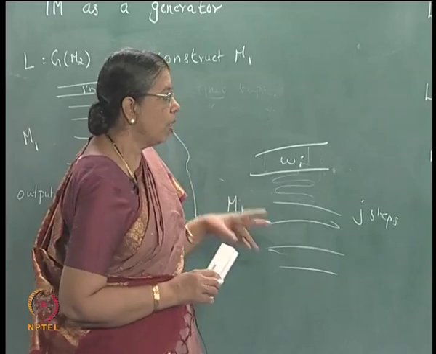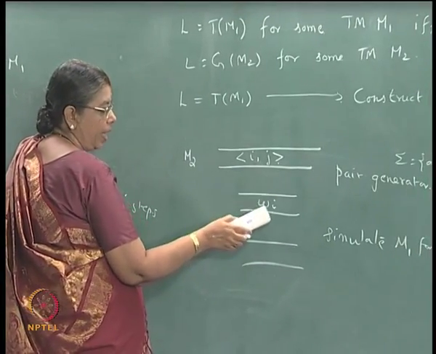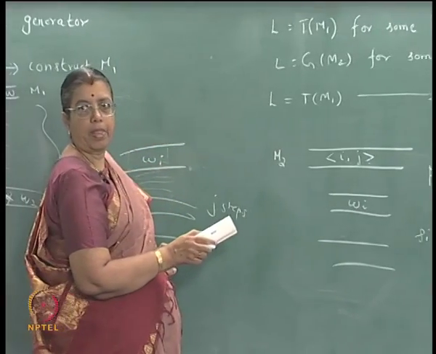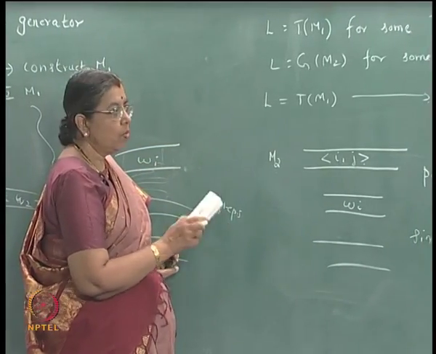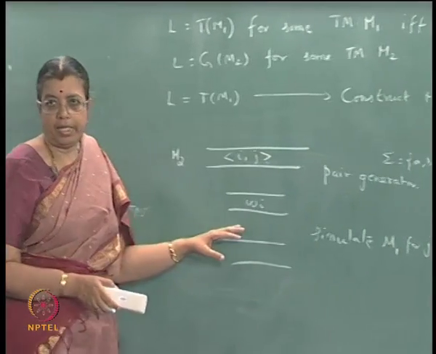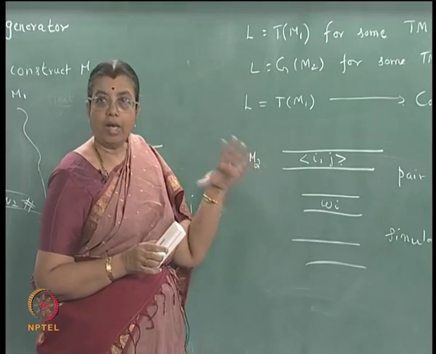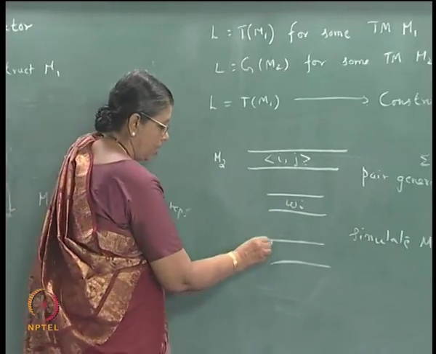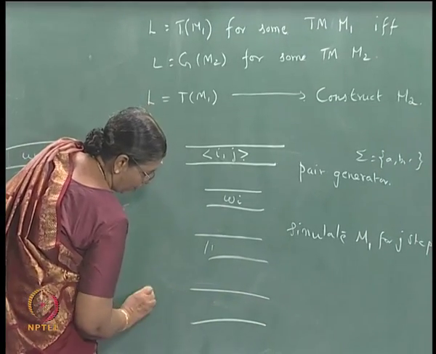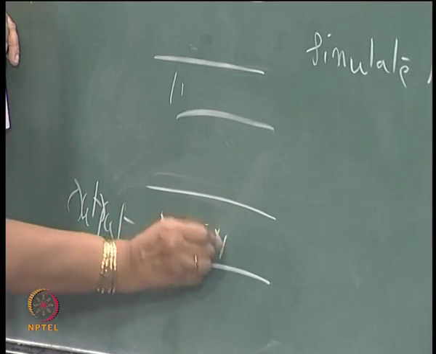Now, what you do is you generate the pairs one by one, and when the pair ij is there, you generate the string Wi. You know which is the ith string in the enumeration, and you can generate that. Then simulate M1 for j steps. If M1 accepts on the jth step, not before or after, on the jth step, if it accepts, the output tape, this has an output tape, you generate Wi.